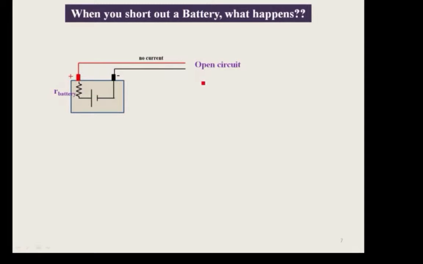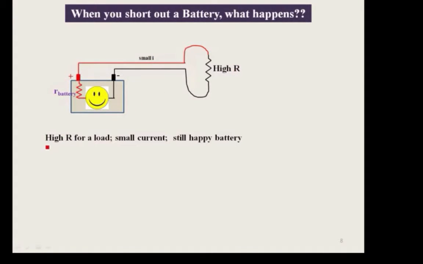Okay, so here we have an open circuit and we have no current flowing. We would say that the battery is very happy. So no current, no load means that there's no resistance across here. So it's a happy battery. Now let's put across the electrodes a very high resistance. So again, we're going to end up with a small current, and we'll have a happy battery, because if you have a high resistance for a load, then you'll have small current and you still have a happy battery.